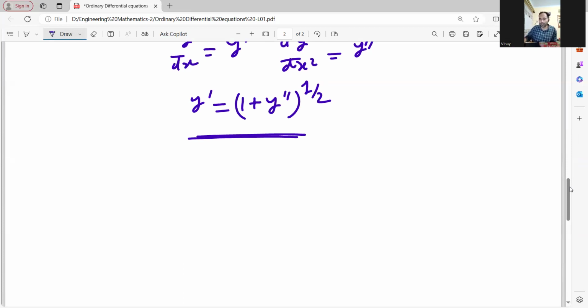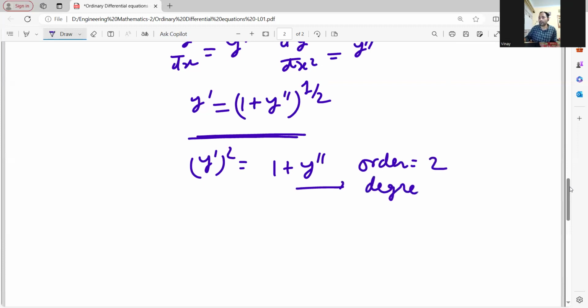Like I said, to find degree, you have to make your differential equation free from these radicals. So you square both sides: y prime squared is equal to 1 plus y double prime. So what would be the order? Order would be 2. And what would be the degree? If you had gone with the original form, you would have said degree is half. No. So degree is 1, the power of the highest order derivative.